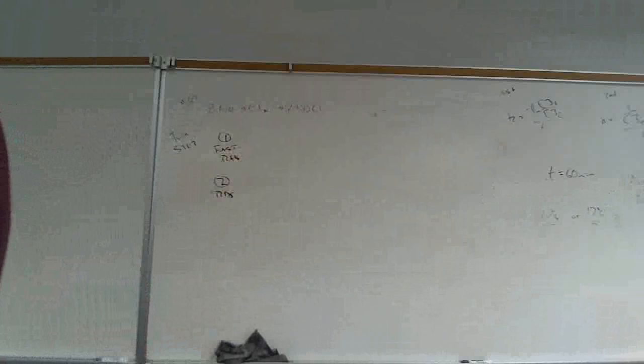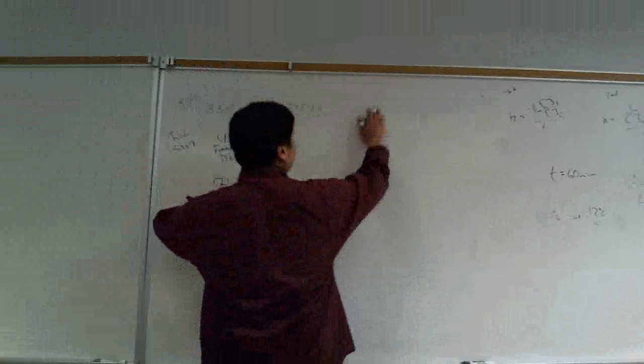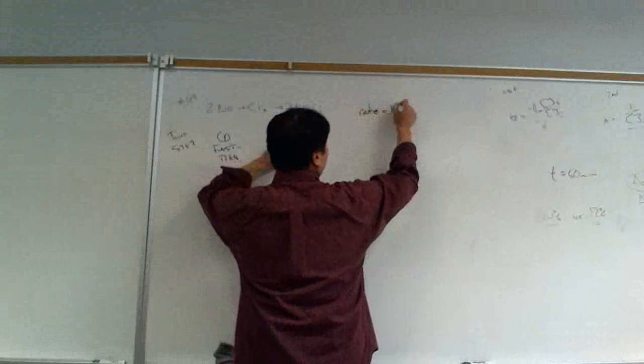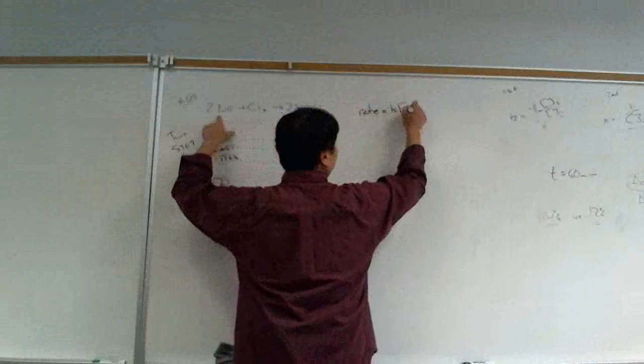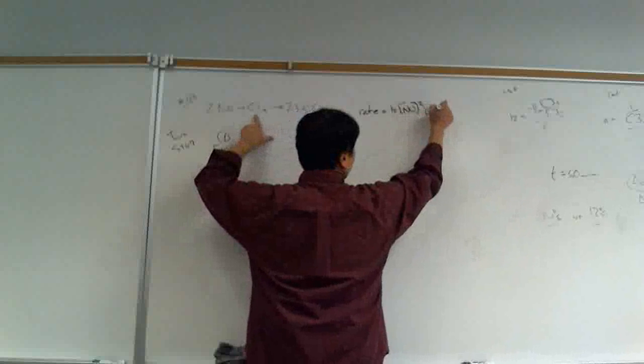So we need to come up with a two-step mechanism. But this two-step mechanism has to agree with this. And the rate law for this is, what order in NO? 2. And what order in Cl2? 1.